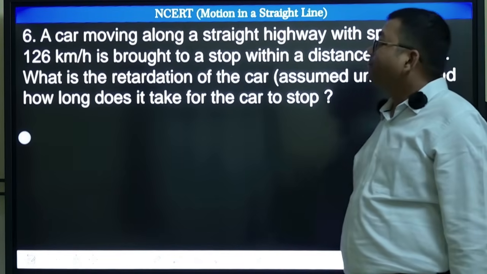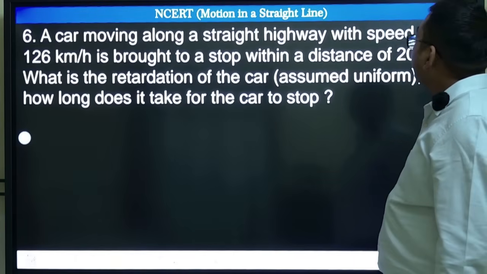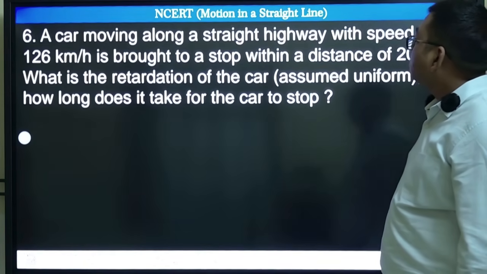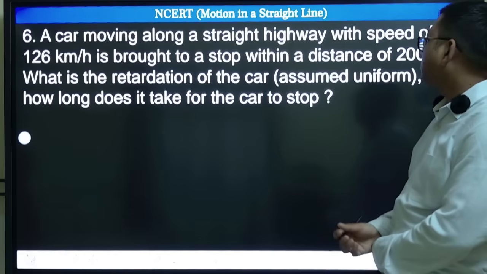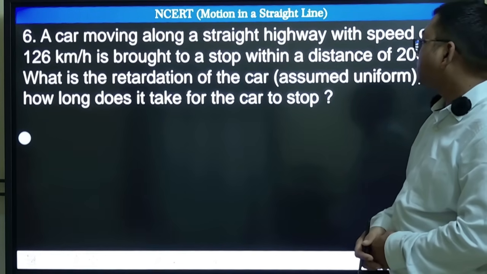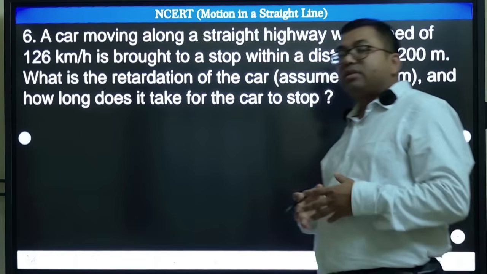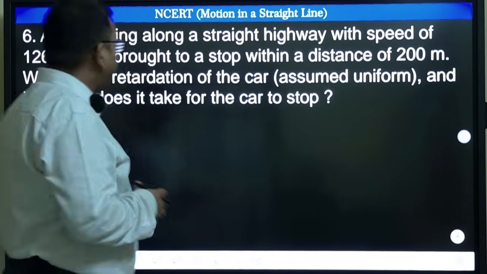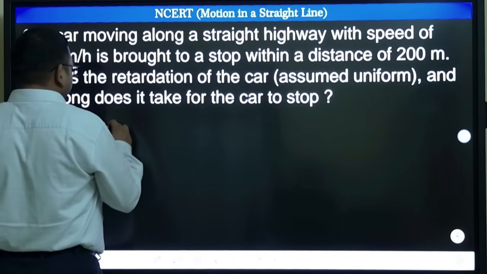Question number 6. A car moving along a straight highway with a speed of 126 km per hour is brought to a stop within a distance of this. What is the retardation of the car? Assume uniform, and how long does it take for the car to stop? So this is a very classical type of problem, right? Stopping distance, stopping time. So suppose that there is a body, right?